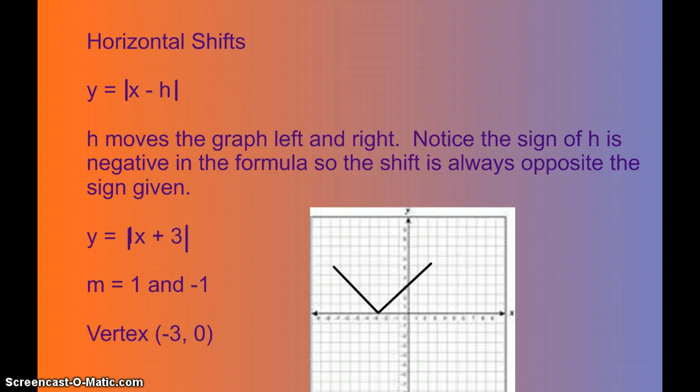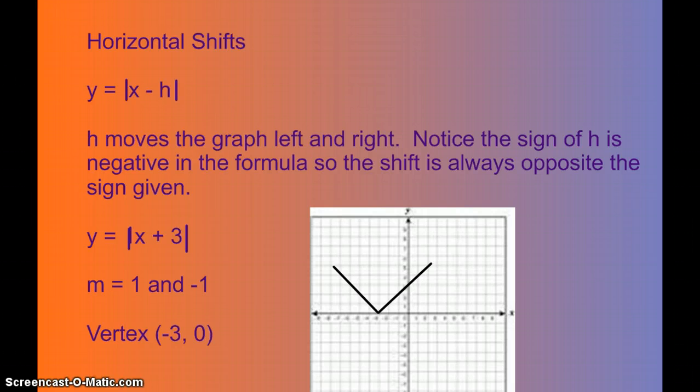Y equals the absolute value of x plus 3. Again, the slope hasn't changed. We haven't done any shift with our slope, so we're going to come in at a slope of negative 1 and go out at a slope of 1. And our vertex has been shifted left 3 units because of the plus 3. Again, the opposite sign always takes over in opposite land. And so we shift to the left 3 units.